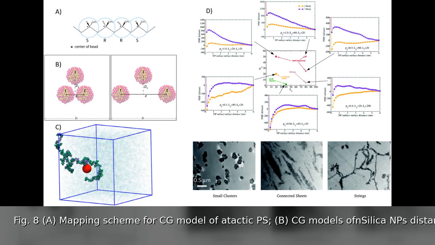Panel B shows typical simulation configurations of bare and grafted silicon nanoparticles separated by various distances within a polystyrene matrix. Thermodynamic integration is applied to compute potential of mean force, PMF, for nanoparticle separation, including effects of a third particle to capture three-body interactions. The authors interpret these PMF results in terms of entropic and enthalpic contributions, regulating nanoparticle dispersion and aggregation morphologies. Experimentally observed structures, such as nanoparticle strings at low grafting densities, are rationalized.